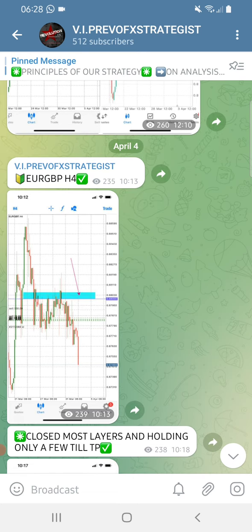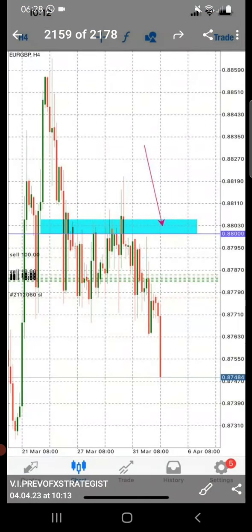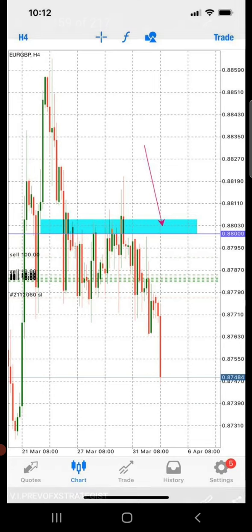Okay, so now after realizing that the market is still very bearish, I added more pairs. And then as you can see, our stop loss is now below the entry, which means this trade is now a risk-free trade. So we're aiming for the next demand area, which is right at the bottom there.